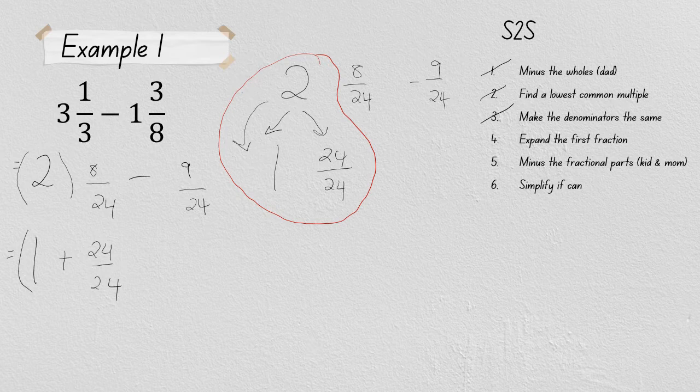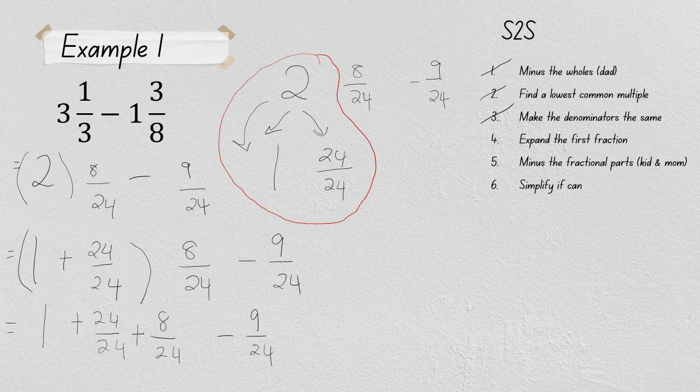Then you want to add it with the 8. So bringing the 8 down here because you are borrowing a 24 from, borrowing part of the fraction from the 2 wholes. So this is what happens to the 2 wholes. Now we have 8 out of 24 minus 9 out of 24, just bringing it down. So you have 1 plus 24 out of 24 plus 8 out of 24 minus 9 out of 24.